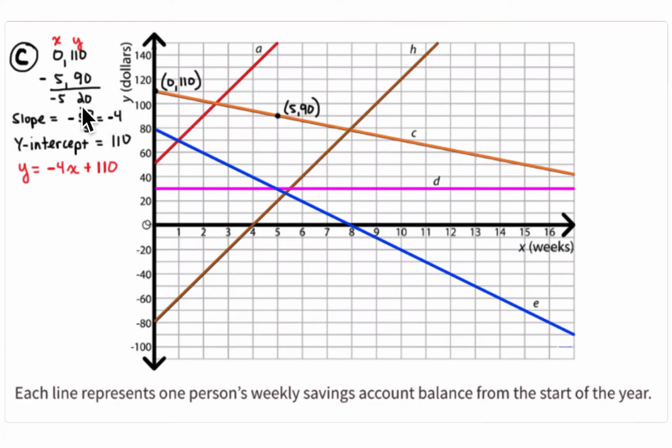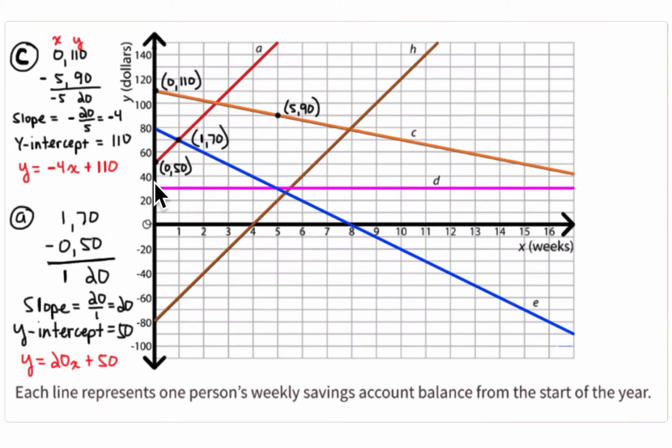So if it's $20 over 5 weeks, how much is that per week? That's 20 divided by 5, and it's a negative, because it's money leaving the account. And it's a -5 here when you do the calculation. So 20 divided by 5 is 4, and so that's -$4 each week. So the equation is y equals mx plus b, m is the slope, -4, and the y-intercept is 110.